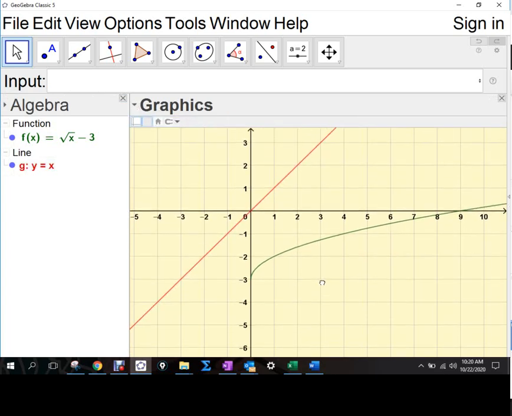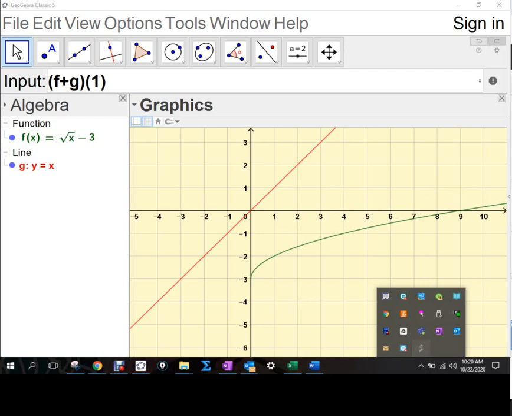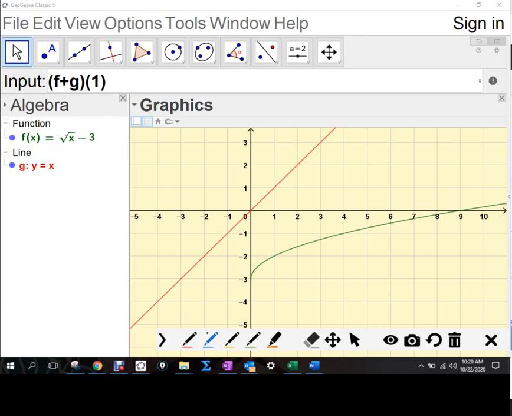If I'm looking at those two functions, and I want to figure out what f plus g of, let's say, 1 would look like. Now don't worry about what it's graphing there. That's messed up. What that really means is that if we go to f of x, which is the square root of x minus 3, this curve right here, and I go to an x value of 1, it's taking that y value of -2.